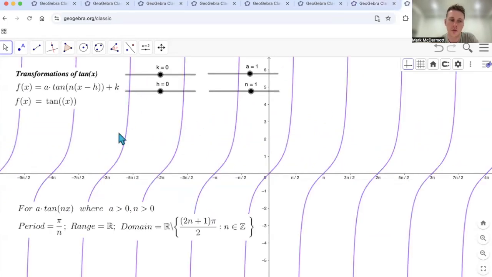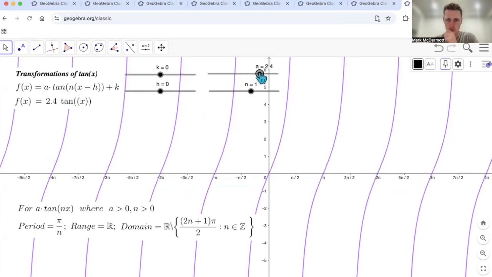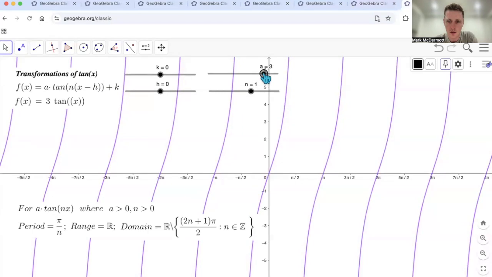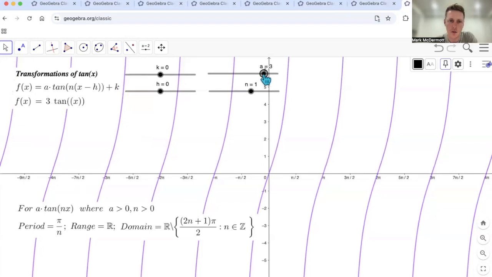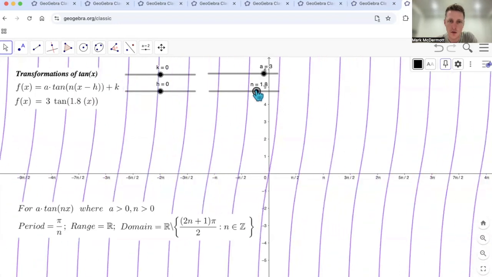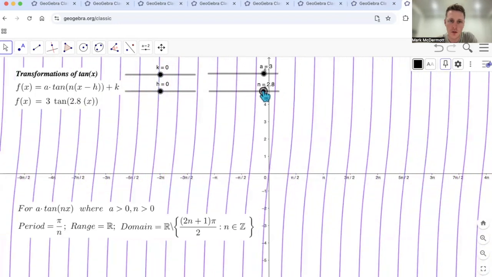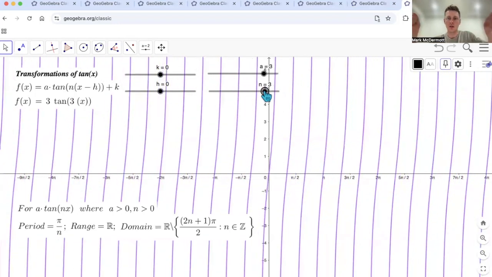We're going to look at transformations of tan x. Still the same general form here, but it doesn't make sense to think of tan as having an amplitude. When we change a, it's still a dilation by a factor of a from the x-axis, but it doesn't have an amplitude because it doesn't oscillate. So we don't talk about an amplitude for tan, but it is still a dilation by a factor of a from the x-axis. Similarly, if we change n, it's a dilation by a factor of 1 on n from the y-axis, which has the effect of compressing it.